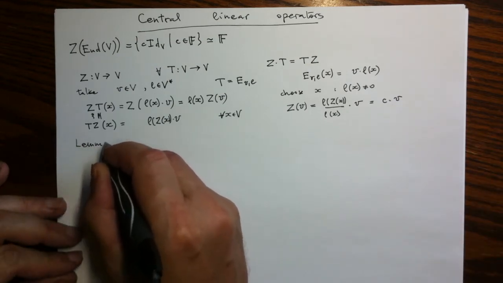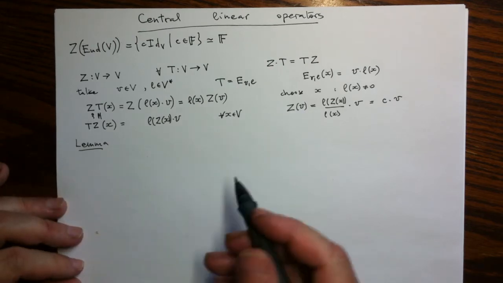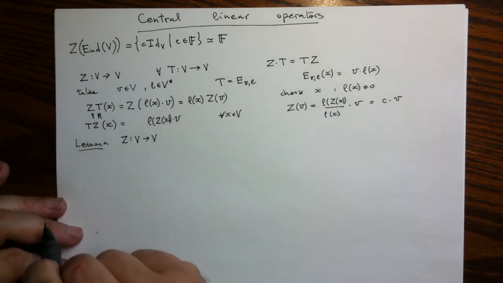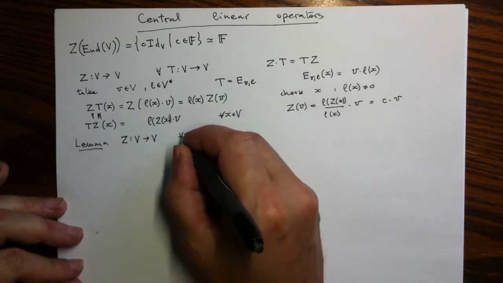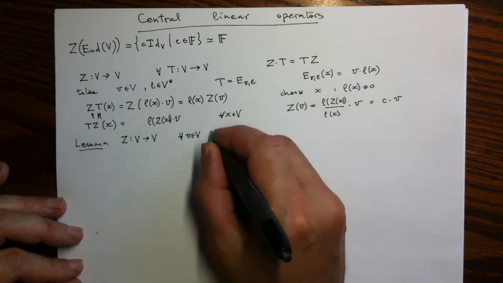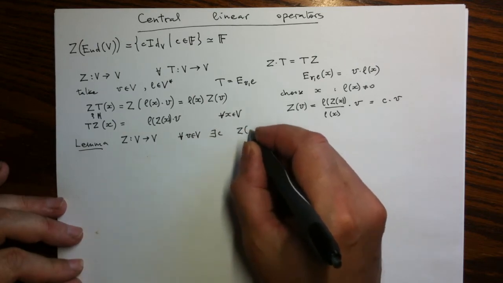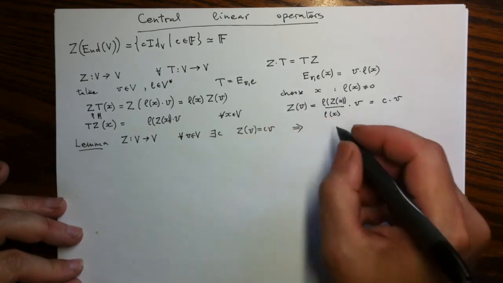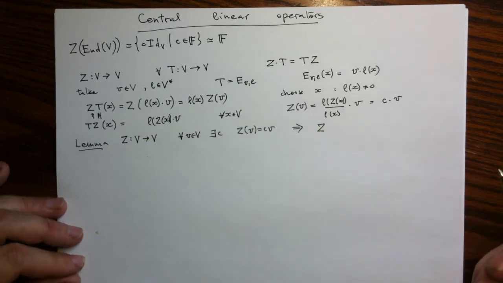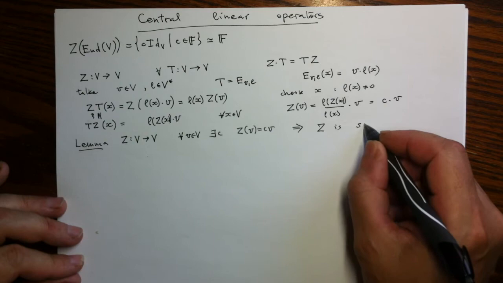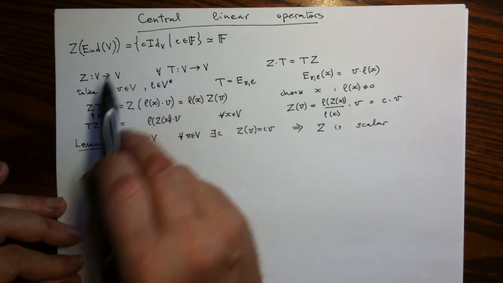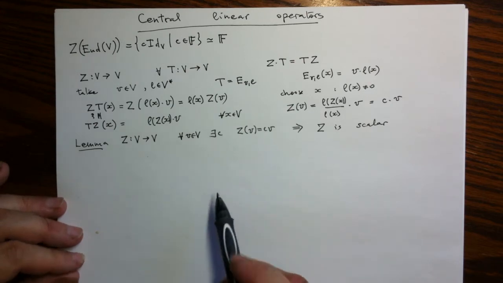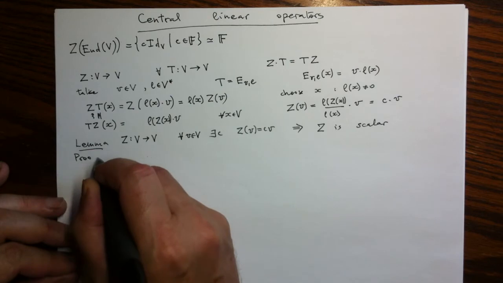I'm going to call it a lemma. I'm going to prove that if I have an operator such that all vectors are eigenvectors, such that for any vector I have a number, then this operator is scalar, is one of those. So these numbers, which might be a priori different for different vectors, will have to be the same. So that's what I'm going to prove.